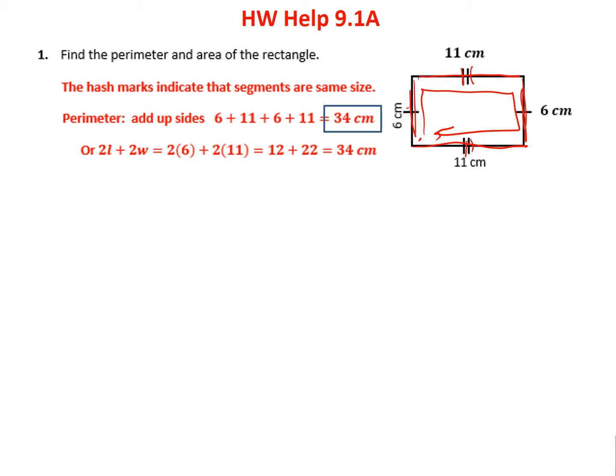Now the area of a rectangle is simply the base times the height. That's how many square units fit in here. If we were putting in squares here, we would find there's 6 squares here and there's 11 squares this way. And if we fill it all in, you'd have 6 times 11 squares, or 66 squares. The area is 66, and in this case, it's centimeters squared.